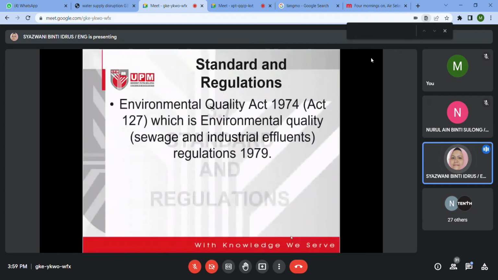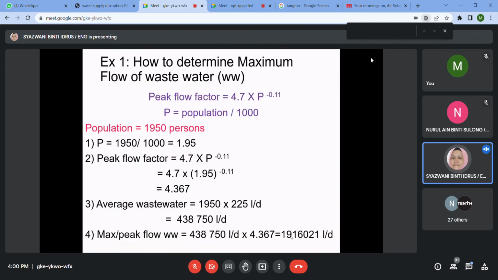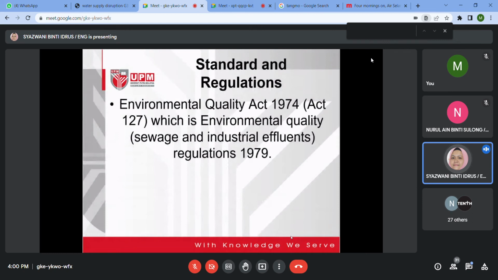Alright, the standards and regulation. We are still governed by the Environmental Quality Act 1974, which is the Environmental Quality (Sewage and Industrial Effluent) Regulations. Last September, I was invited by the Department of Environment as one of the panel, because they are looking to revise the current standard. They have to revise it, even though the current standard is difficult to comply with, to protect the environment.